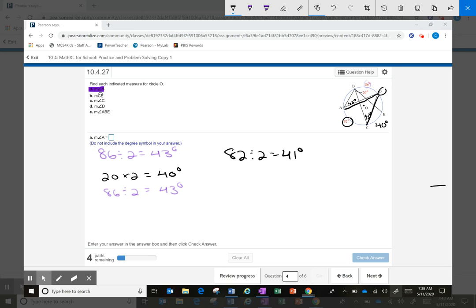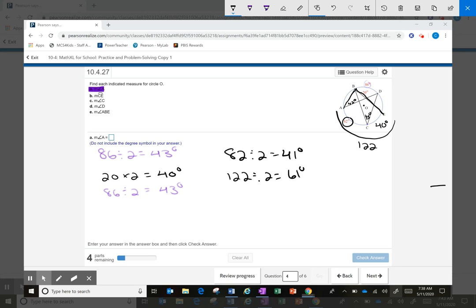Last one, they wanted me to find the measure of angle ABE. Now we got to do a little bit more work. ABE goes there. So the arc that goes with that is right here. So I have to add these two together. 82 and 40 is 122. If they give you the arc, divide by 2 to get the angle. 122 divided by 2 is 61.